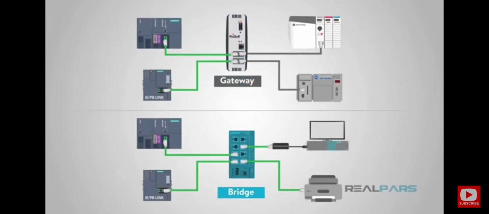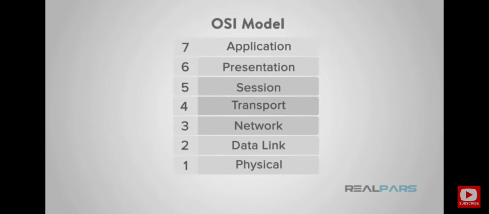Gateways and bridges are used to connect multiple Ethernet networks together and allow communication across them. Gateways connect two dissimilar networks together, while a bridge connects two similar networks together so that you can only see one network. Now that we have discussed the basic physical components of Ethernet, let's move into the second layer of the OSI model, the data link layer.